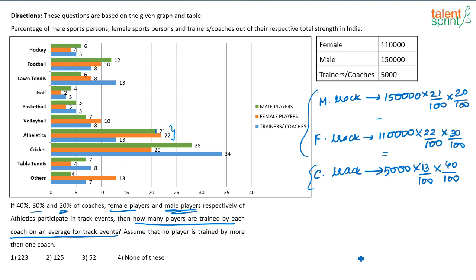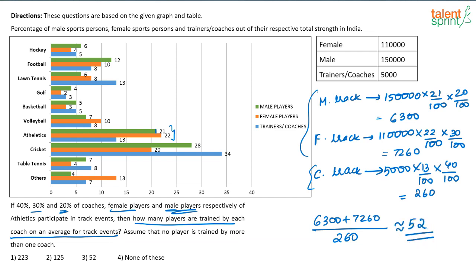Find out how many female members are participating. Add that, divided by the number of coaches. That's all. So I think this will come to around 6,300, and this should come to around 7,260, and this will be around 260. So you will have 6,300 plus 7,260 divided by 260, which will approximately be 52. Is it correct? Shall we move on to the next question?